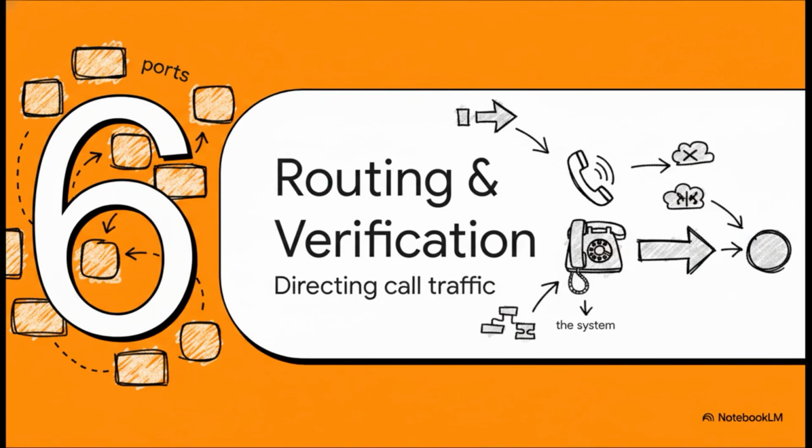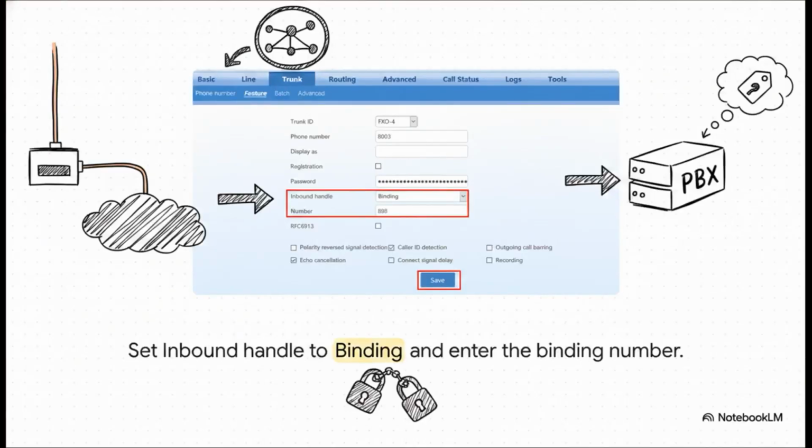We are in the home stretch. Section 6, Routing and Port Binding. It's time to logically route these calls through the system so traffic actually flows exactly where we want it to go. If you're bringing in outside analog lines to your PBX using FXO ports, you've got to configure port binding.